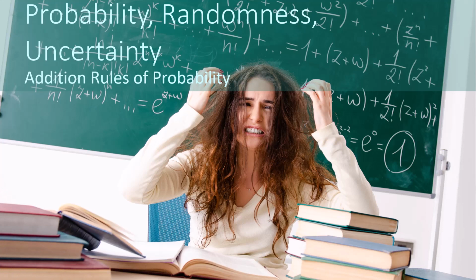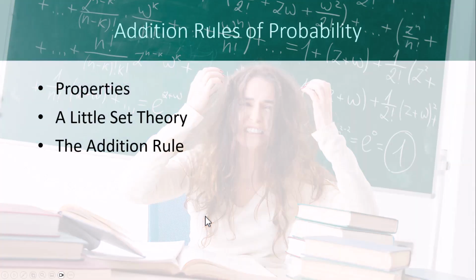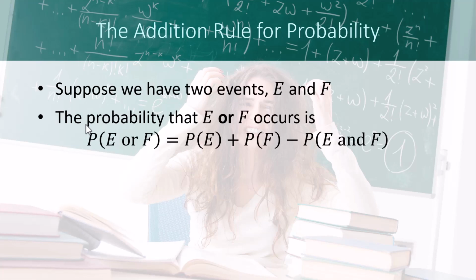Hi everybody, the purpose of this video is to continue our talk on section 4.2, and here we are going to go ahead and discuss the addition rule for probability. Now in the previous video we talked about the properties of a probability measure. We talked about set theory, namely union, intersection, complements, and mutual exclusivity, and here we're going to go straight into the addition rule. So suppose that we have two events, E and F.